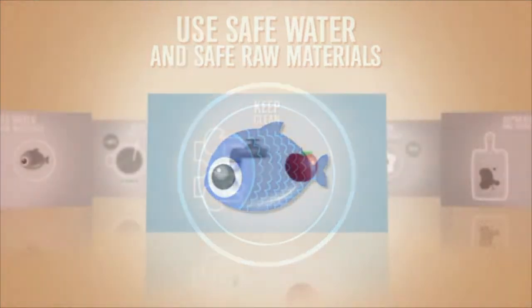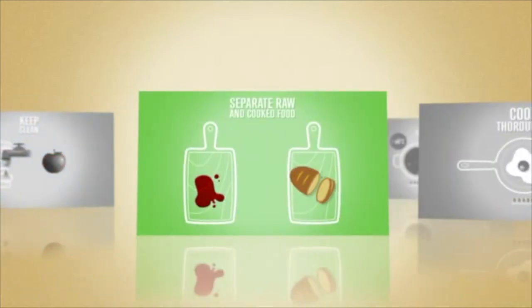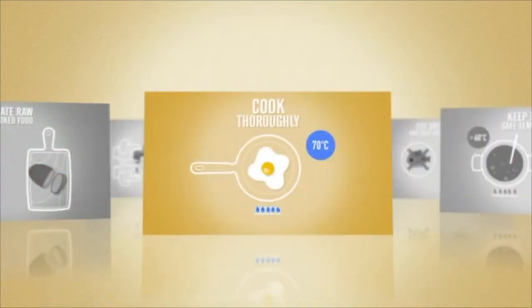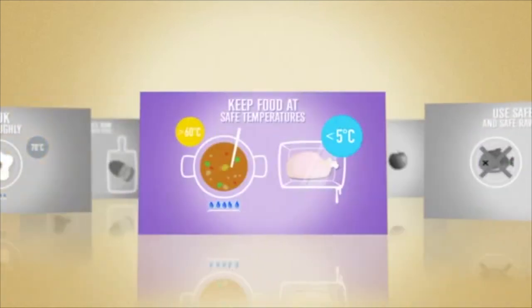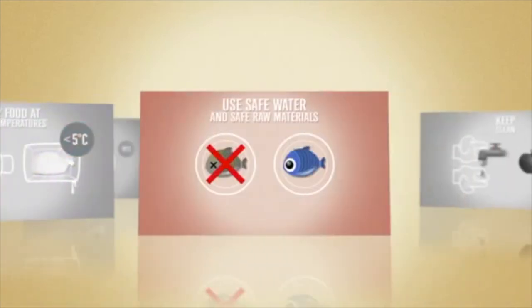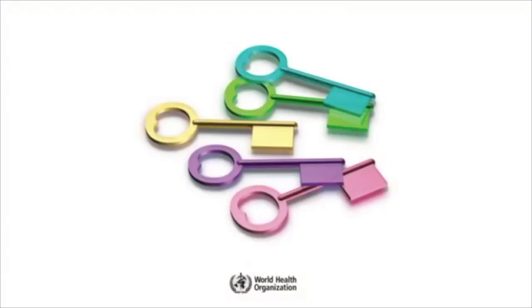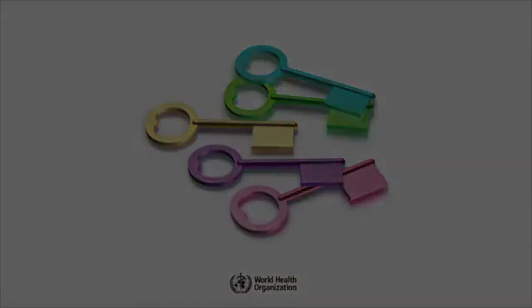Food producers are the ones primarily responsible for the safety of the food you buy. But you can protect yourself and your family from diseases in the home by applying the 5 keys to safer food. Use them. You also have a role to play.